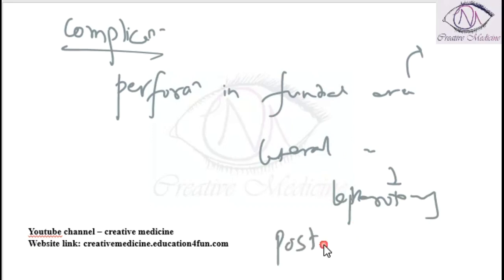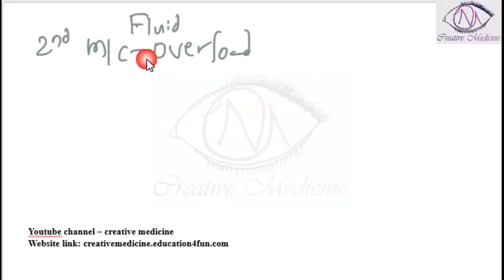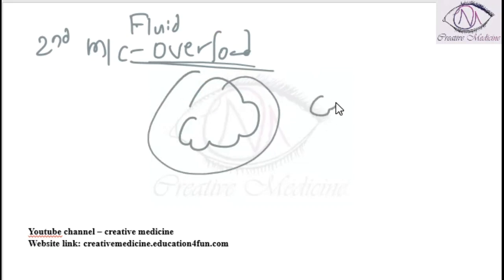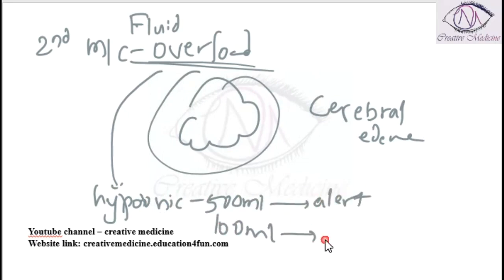The second most common complication of hysteroscopy is fluid overload. Fluid overload is reported as fluid deficit, which is due to hyponatremia resulting in cerebral edema. If you use a hypotonic media, then 500 ml of hypotonic media is an alert. If 1000 ml of hypotonic media is used, then you have to stop the procedure.